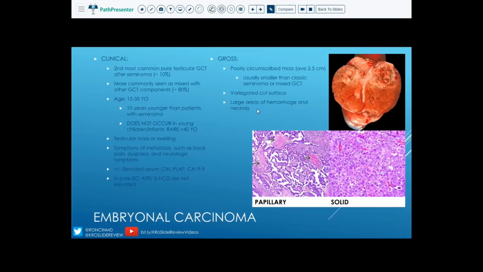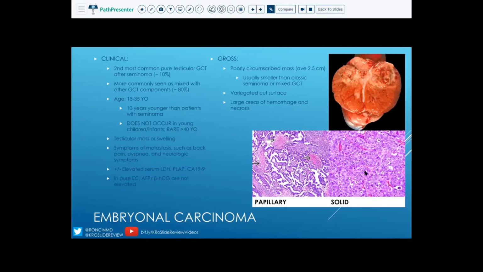Okay. These are very poorly circumscribed masses. Like here, we can't tell where it begins, where it ends. Average of 2.5 centimeters or 1 inch in size. And they're usually smaller than seminoma or these mixed tumors. And they have this very variable cut surface. You can see areas where it's hemorrhagic, areas where maybe it's a little yellowish, areas where it's more fleshy and bulging. And they tend to have large areas of hemorrhage and necrosis.